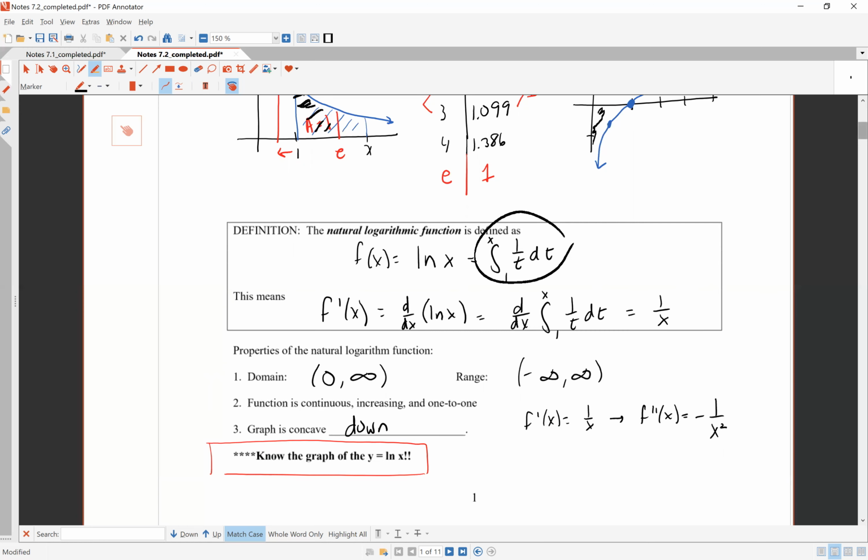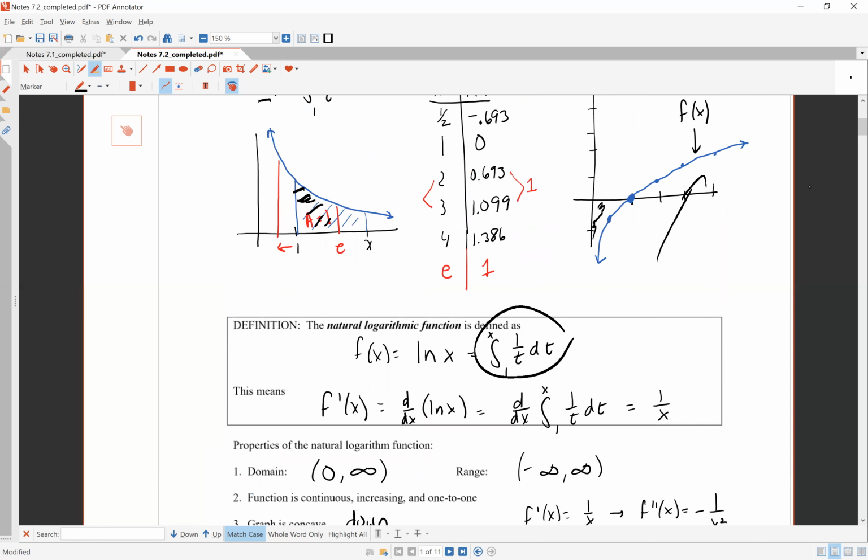So this is the graph. Basically, this is the shape of the graph of any log function. So at 1, it goes through 0.